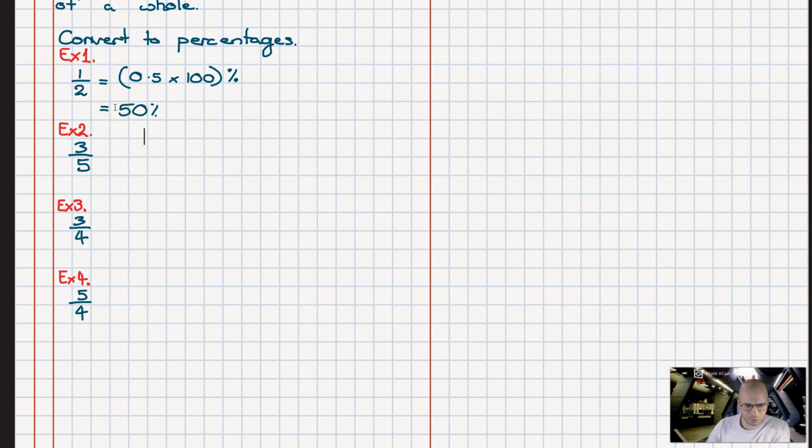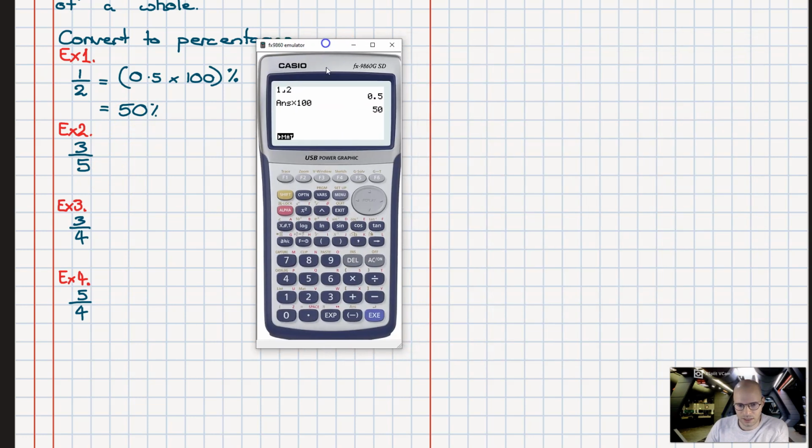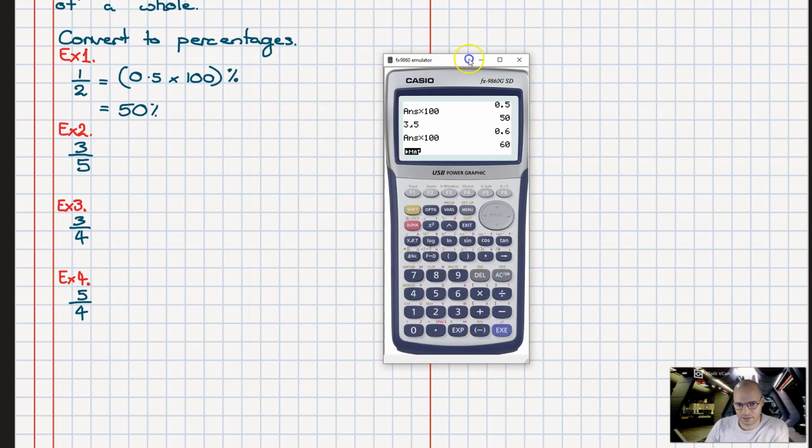Alright, now example 2. We'll convert 3 over 5 into a percentage. So once again, we'll bring up the calculator and we'll type 3 over 5. Execute, it'll give us a fraction. We change it using our FD or SD button, 0.6, and then times it by 100. So 0.6 times 100 is 60%.